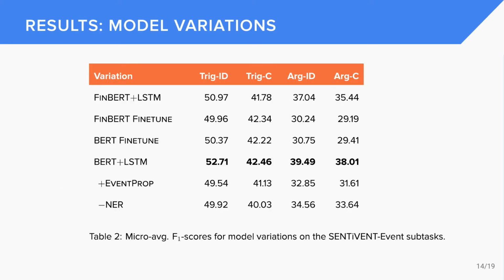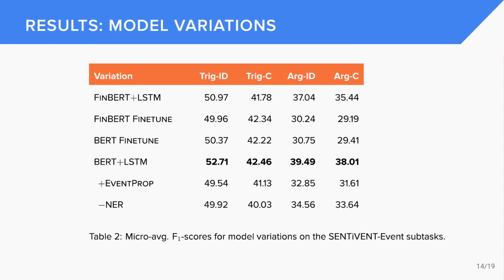Going on to the results. The best model variation is the BERT large model with LSTM, with the named entity labels as features enabled. This is also the best architecture for the ACE dataset. Fine-tuning decreases performance for both BERT and FinBERT, likely because of hyperparameterization and the trigger detector beginning to overfit before the argument detector is finished training.